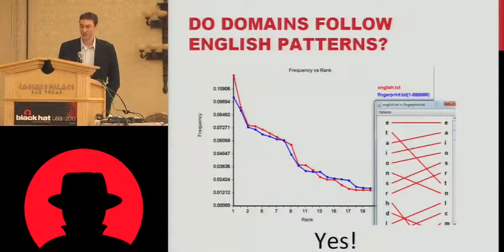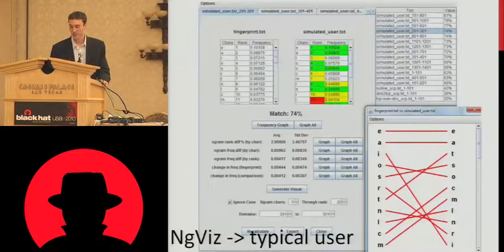This is a graph for unigrams, for one character, showing the frequency of how often the character showed up compared to its rank. By rank, I mean the top most showing up character, the second most. And then over on the right, you can see a little graph that shows, with English on the left and domains on the right, how well the character ranks matched up. And you can see it's actually amazingly accurate. So I started thinking this may be possible. So what I created was this tool called ngviz.